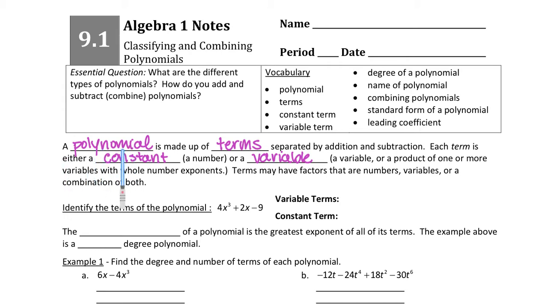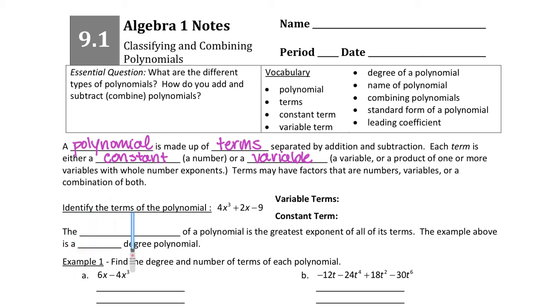A polynomial. This is a new term, but it's made up of terms. This is something old. We've talked about terms before, and terms are always separated in algebra by addition and subtraction. Each term is either constant, we talked about this before, that's your number, or a variable term, which is a variable or a product of one or more variables. And we'll look at some examples here. Terms may have factors that are numbers, variables, or a combination of both.